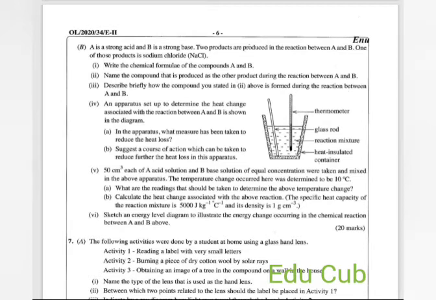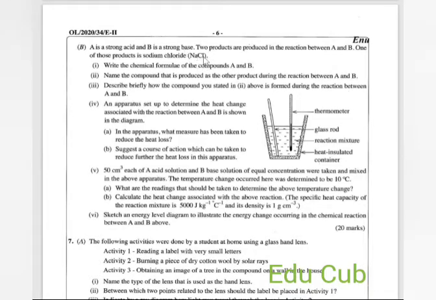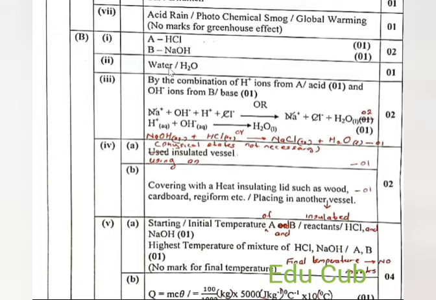So A is a strong acid, B is a strong base. That's a chemical reaction between A and B. You have to write answers regarding that. Write the chemical formula of the compounds A and B. Let's see. A is HCl, B is NaOH. That's why one product is, they have given sodium chloride. Name the compound that is produced as the other product during the reaction between A and B. The other product is water.